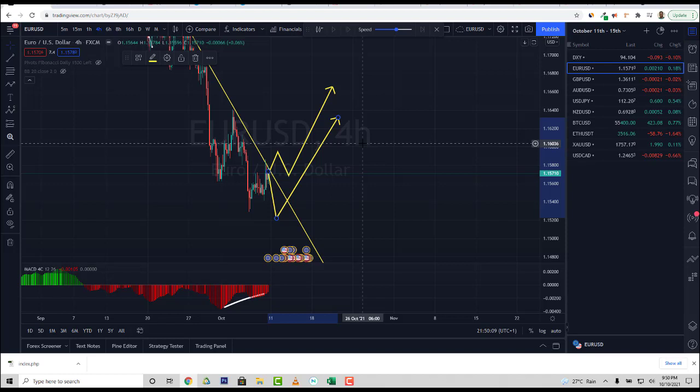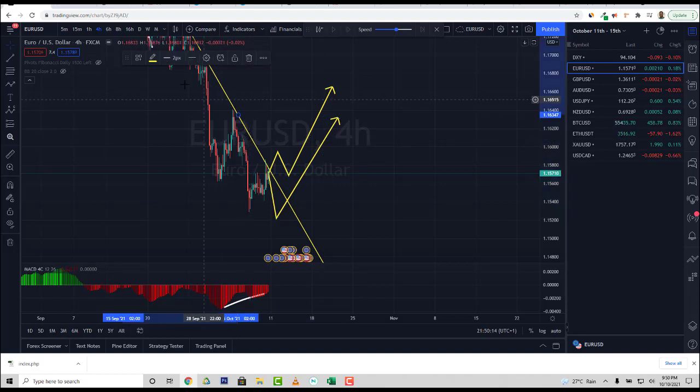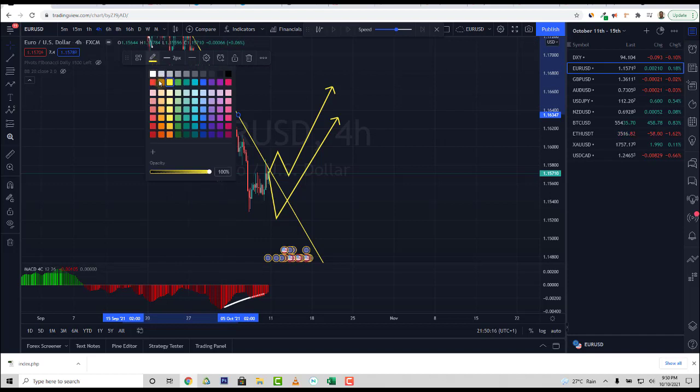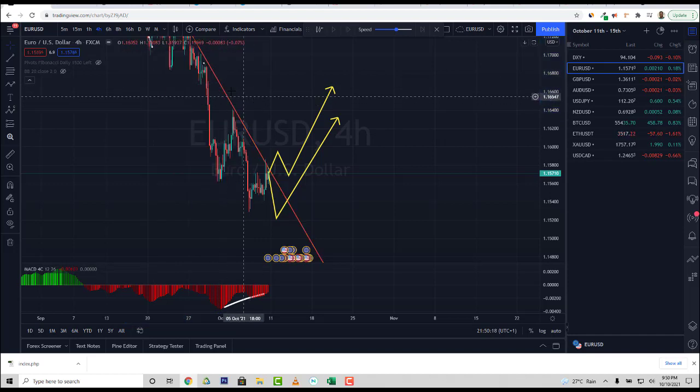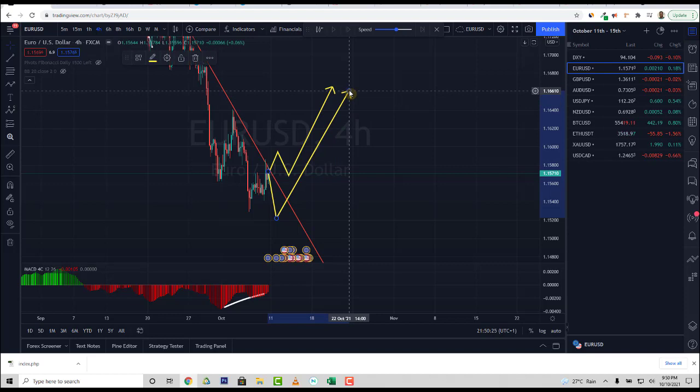So nonetheless, let me change the color. Once this red trend line, that's the downtrend line, is broken and retested, the Euro USD is definitely going to go up. So our bias is a buy. I'm just going to allow this to play out. I'm just going to stay away from this sell trade and wait for the big move, because I love catching them big. Now let's go to the GBPUSD.